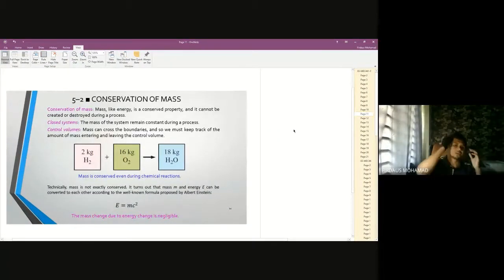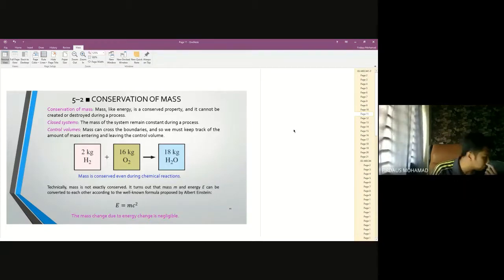Maknanya mass, kilogram. Okay, so that is mass. Conservation of mass: mass, like energy, is a conserved property and it cannot be created or destroyed during a process. Okay, so yang ni sama dengan first law atau first law of thermodynamics. Okay, so closed system, the mass of the system remain constant during a process, and then control volume, mass can cross the boundary. Okay, yang saya buat tadi, mass can cross the boundary, and so we must keep track of the amount of mass entering and leaving the control volume. What happened to the inlet and then what happened at the outlet. And then mass is conserved.